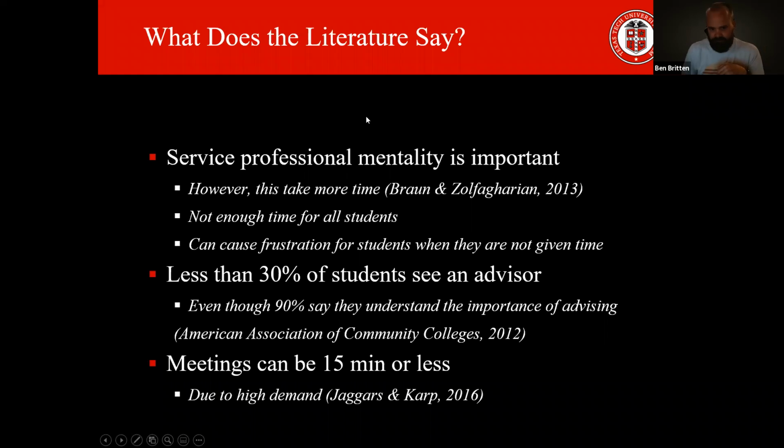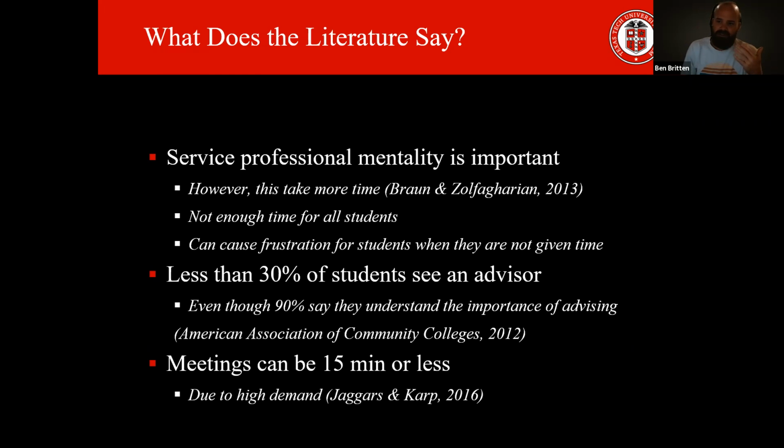So the literature says advising should be done from a service professional mentality, in the sense that holistically, you should meet the students where they're at and try to get to know them to help them plan out their career, their academic career, whatever, better. Okay. However, this takes a lot of time, like I said, and will create not enough time for all students, especially with that ratio. All right. What this can do is cause frustration for students that aren't able to see advisors because advisors are talking to the other students that got there first, because it's first come, first serve.